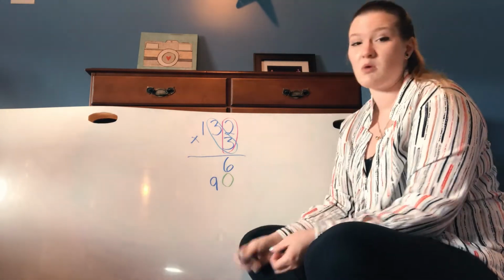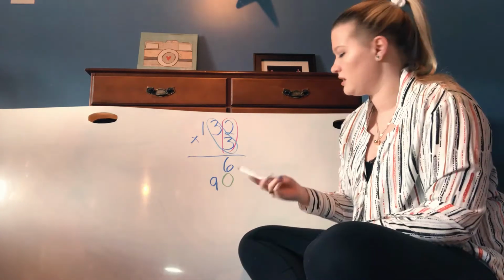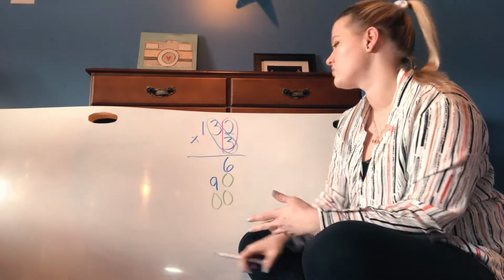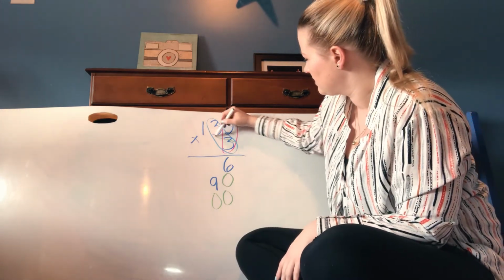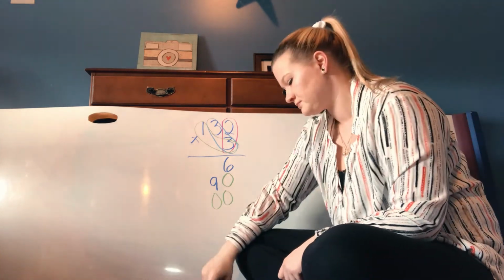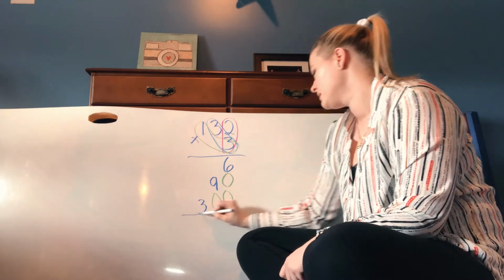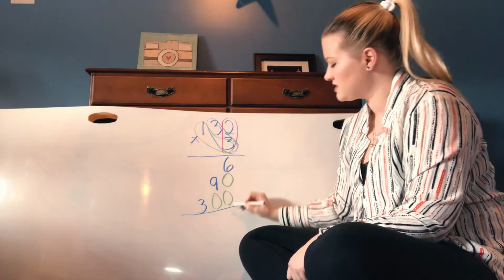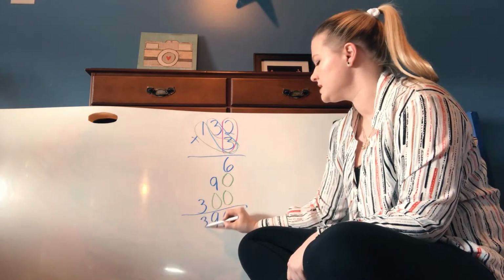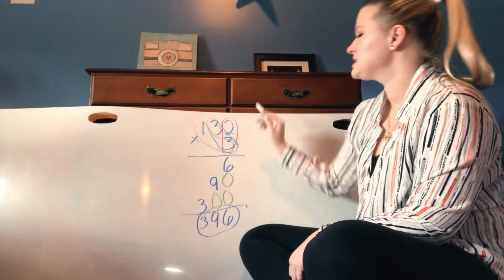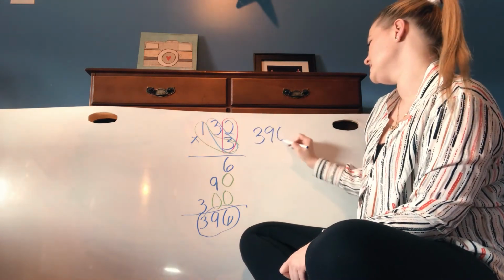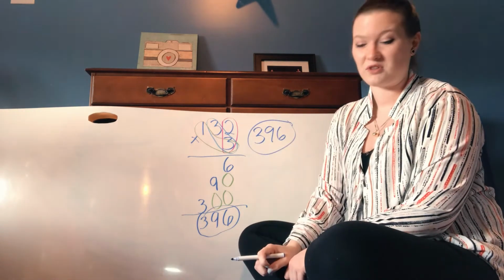Now we have to show that we're not working in the ones column or the tens column. So we need to put a 0 in the ones column and the tens column because now we're moving on to the hundreds column. So now we have 3 times 1, which we know is 3. Now we need to add these all together. We have a 6 in the ones column, a 9 in the tens column, and a 3 in the hundreds column, which means that 132 times 3 is 396.